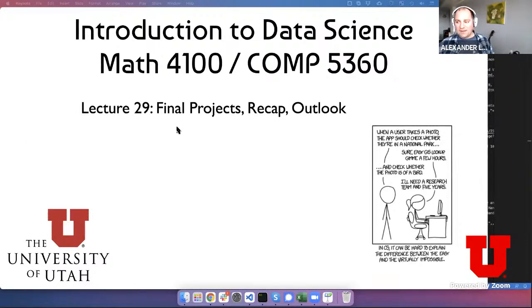Great, so today we're wrapping up Introduction to Data Science. We're very excited to share with you your final project. We were super happy to see so many cool projects. Today we'll first look at the best projects, and then we will do a quick recap and talk a little bit about the class and about future opportunities related to data science and so on. Okay, so let's get started.